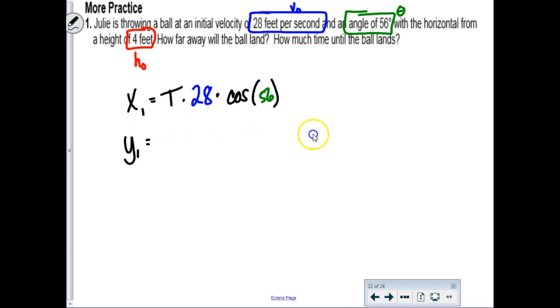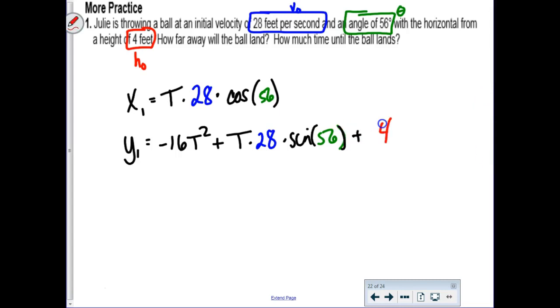And then for the vertical component, because it's measured in feet, we have negative 16 t squared plus, and I always write the t first because I tend to forget it. So t times initial velocity, 28, times the sine of 56. And then plus the initial height of 4. So we're going to get those programmed into our calculator.